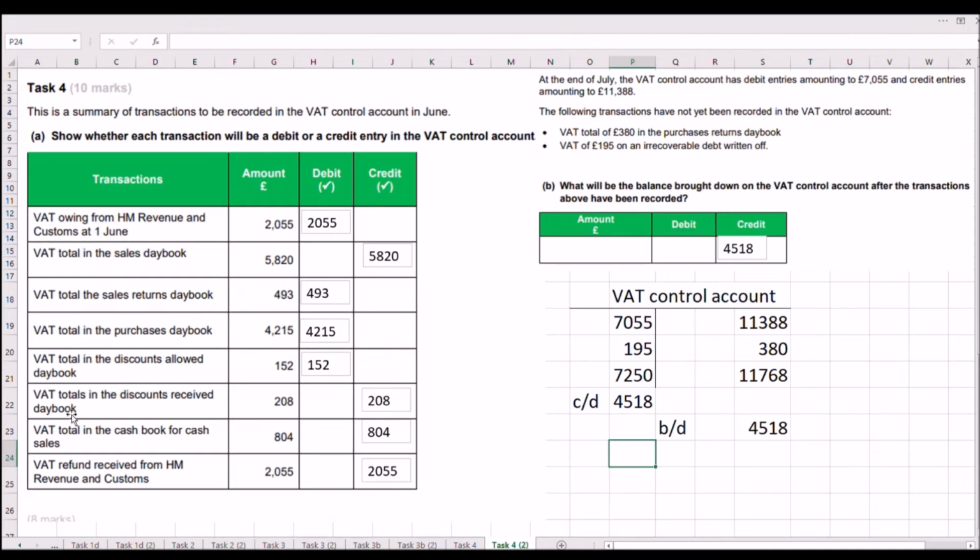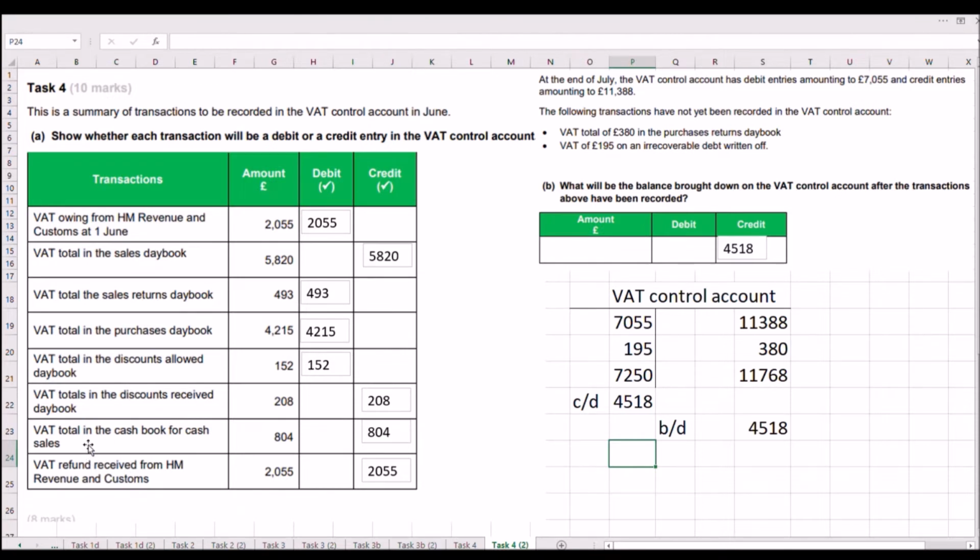And then we've got the VAT and the discounts received on here. So discounts received is an increase in the money available for shareholders to be paid in the future. So credit discounts received, credit VAT, debit trade payables control account.